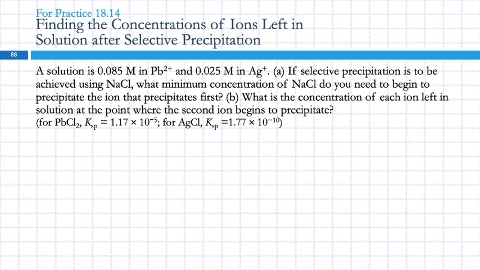This is another kind of question: finding the concentrations of ions left in solution after selective precipitation. Here we have a solution with lead 2 ion and silver ion, and it's asking us two different questions. A, if selective precipitation is to be achieved using sodium chloride, what minimum concentration of sodium chloride do you need to begin to precipitate the ion that precipitates first? And then it asks, what's the concentration of each ion left in solution at the point where the second ion begins to precipitate? Well, let's not think about B. Let's just think about A for now.